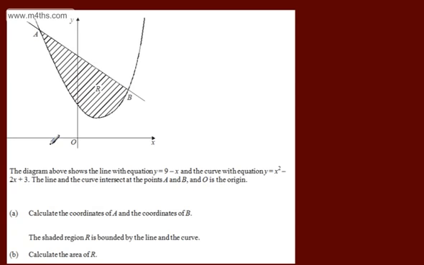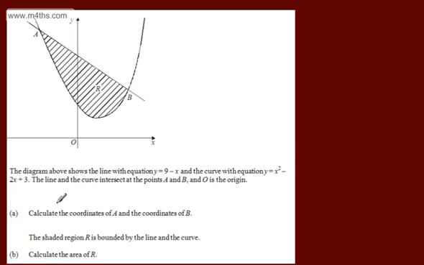This is now our fourth video looking at using integration to find the area trapped between a curve and the x-axis. In the first question, we're told the diagram above shows the line with equation y is equal to 9 minus x and the curve with equation y is equal to x squared minus 2x plus 3.